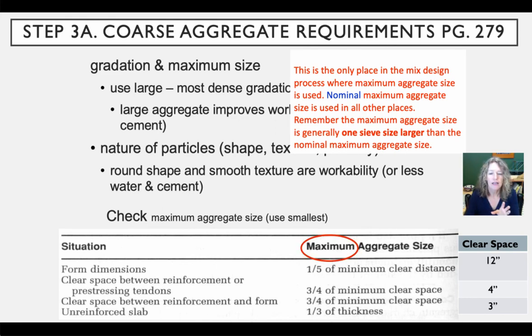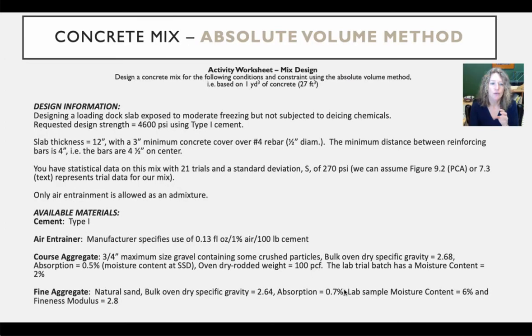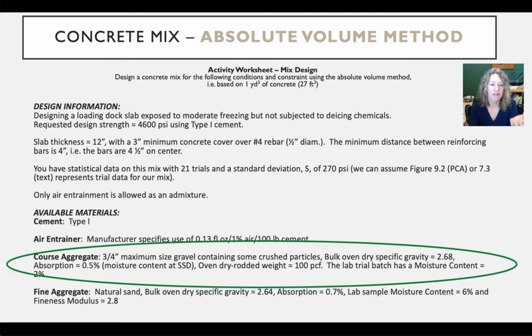So right now, 2.25 was the smallest as we did this math. When we go back and look at our available materials, we're told that the batch plant plans to use a max size gravel of 3/4 of an inch. So we're good to go.